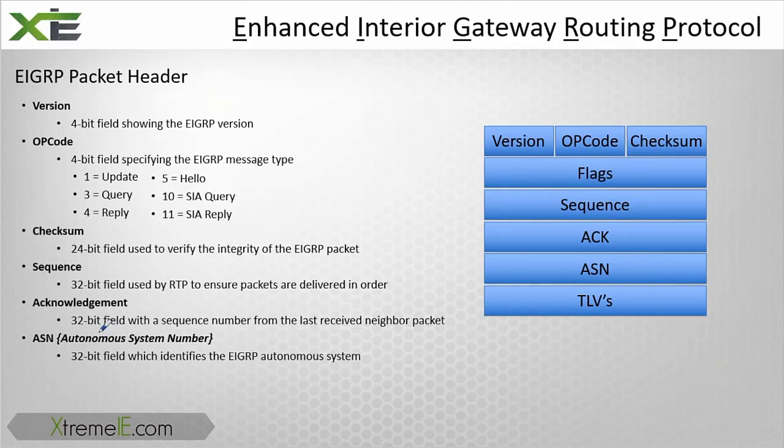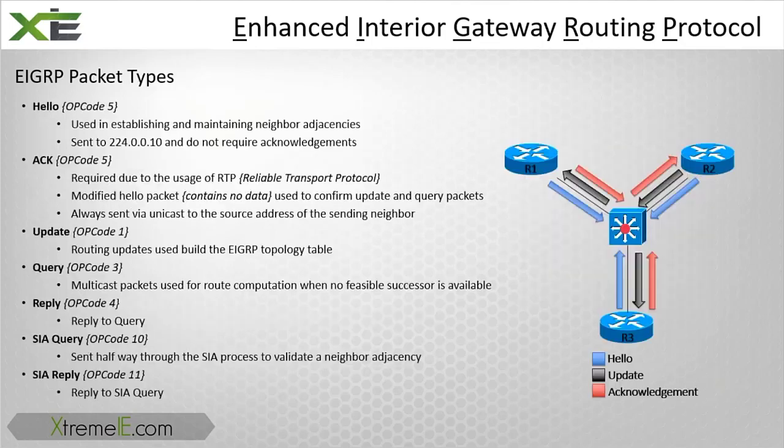Okay. Now, lastly, the autonomous system number in EIGRP has to match in order for us to form an adjacency. So I'm going to transmit that autonomous system number inside of the packet header so that EIGRP knows whether this is the right or the wrong autonomous system number. If it doesn't match, again, we cannot form an adjacency. So this is kind of the packet header. This is what the different fields are going to look like when we jump into a packet capture. We're going to see all these different fields inside of the packet.